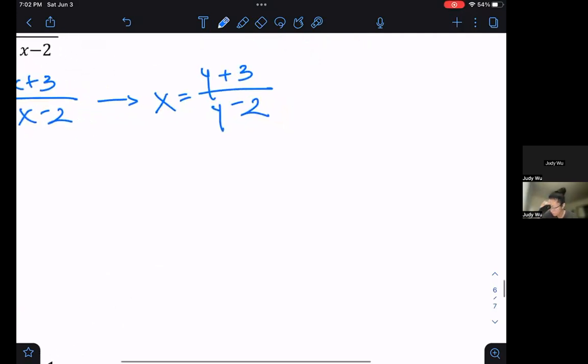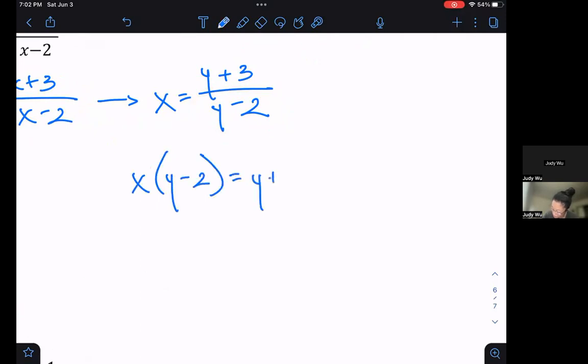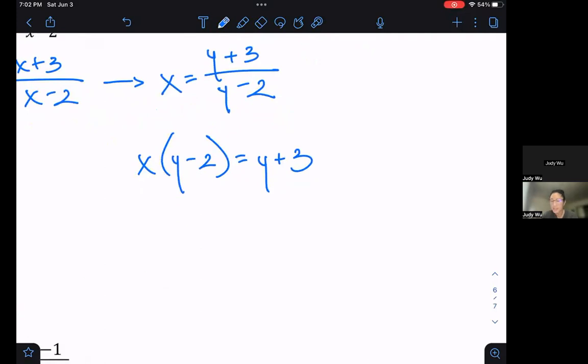So here we go. We're going to make things worse a little bit, but then they'll get better. All right, I'm going to multiply both sides by this denominator, y minus 2. So I'm going to get x times y minus 2 equals y plus 3. And then, weirdly enough, I'm going to distribute, okay? xy minus 2x equals y plus 3.